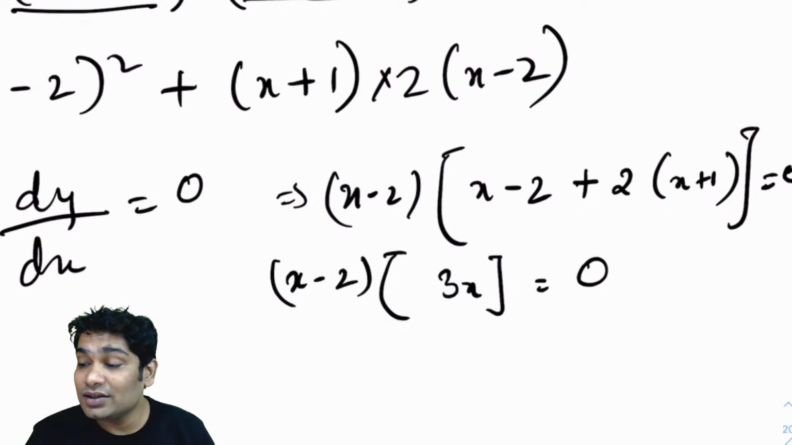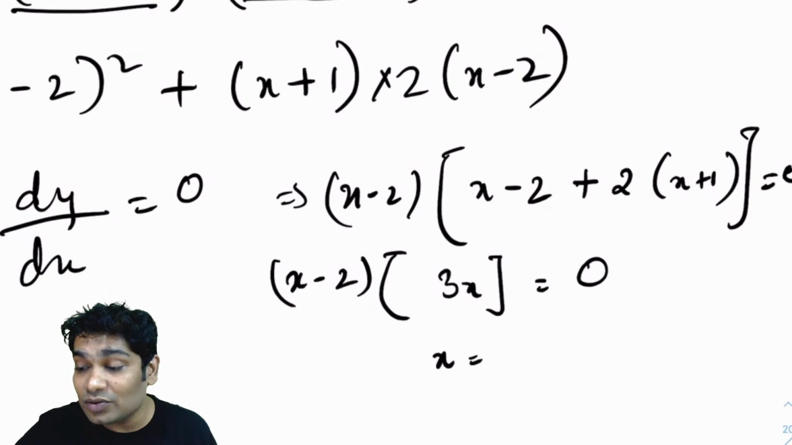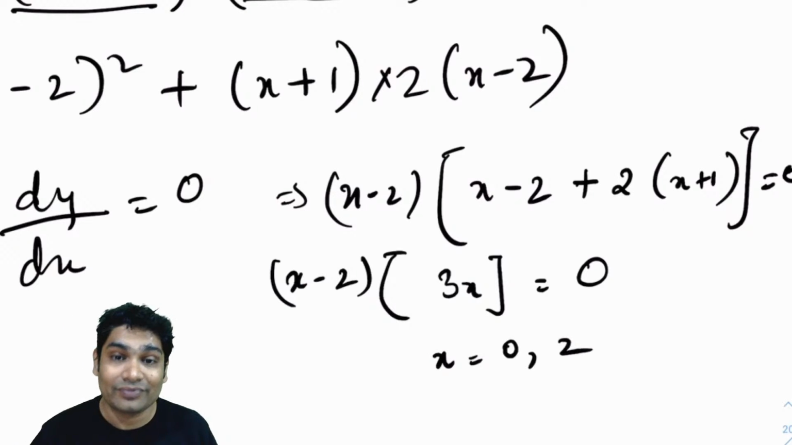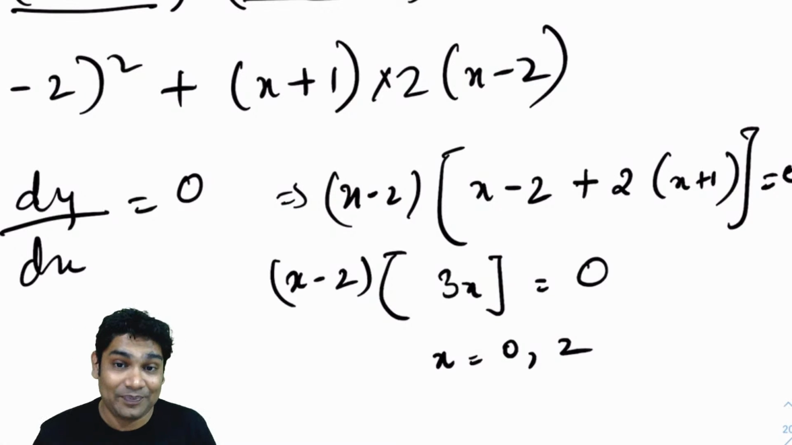Alright, just look at this. So this is what you're getting. So the two roots that you're getting are x equals 0 and 2. So when you put your dy by dx as 0, you're getting two answers, 0 and 2, which means the graph is turning twice, at 0 and at 2.